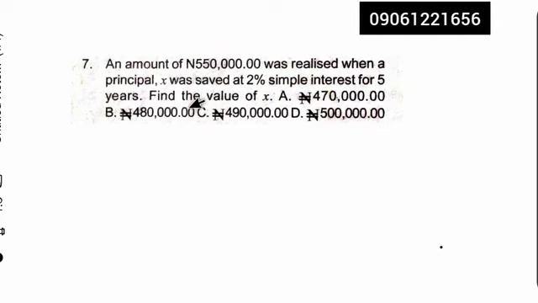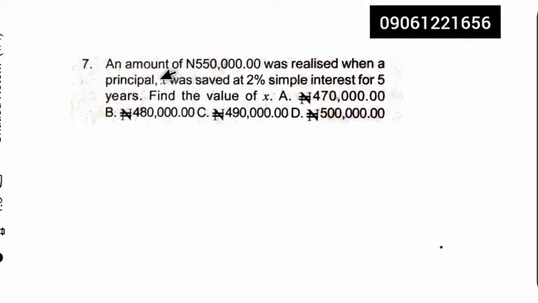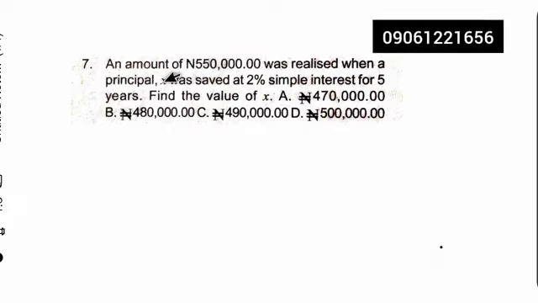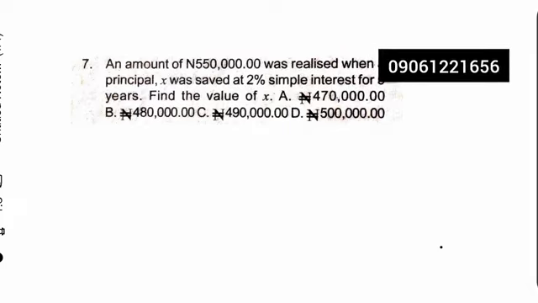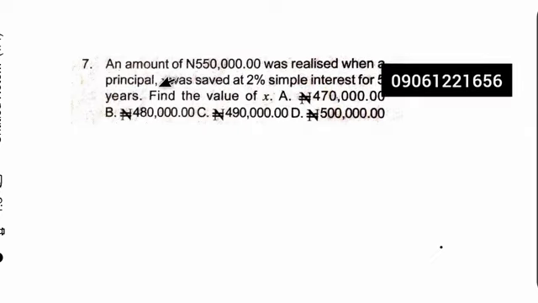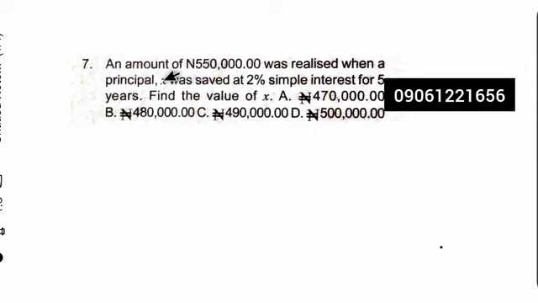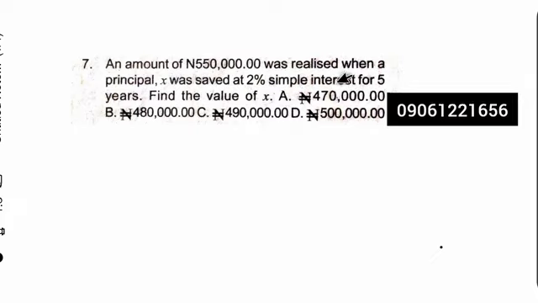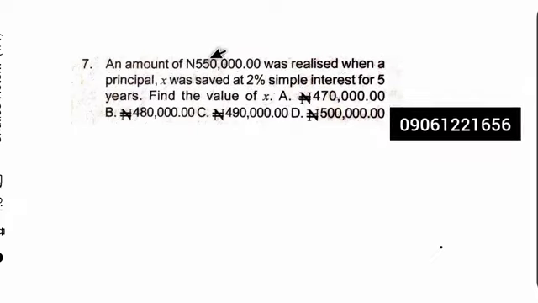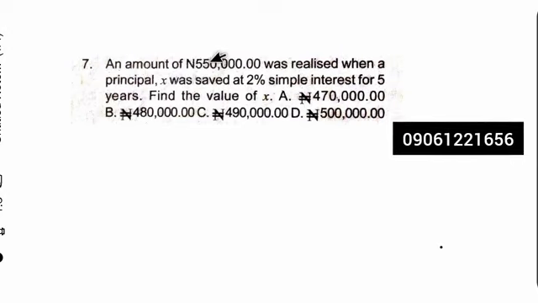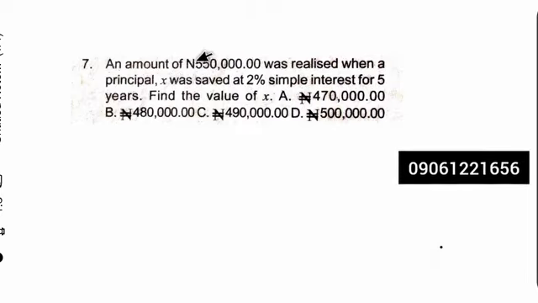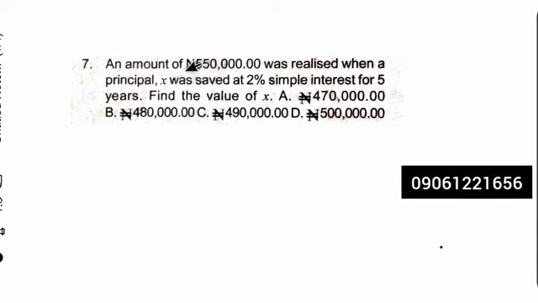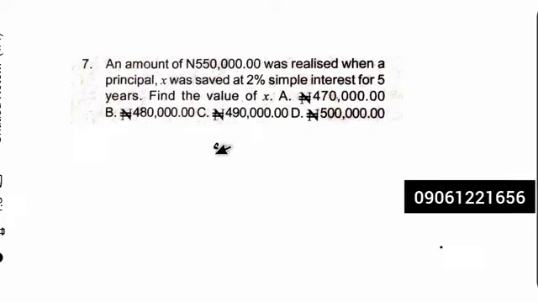If you understand the question very well, it says that a principal of S was saved at the rate of 2% for 5 years. We don't know the value of the principal that was saved, but the amount they realized after 5 years is 550,000. Now, how do we dive into it?